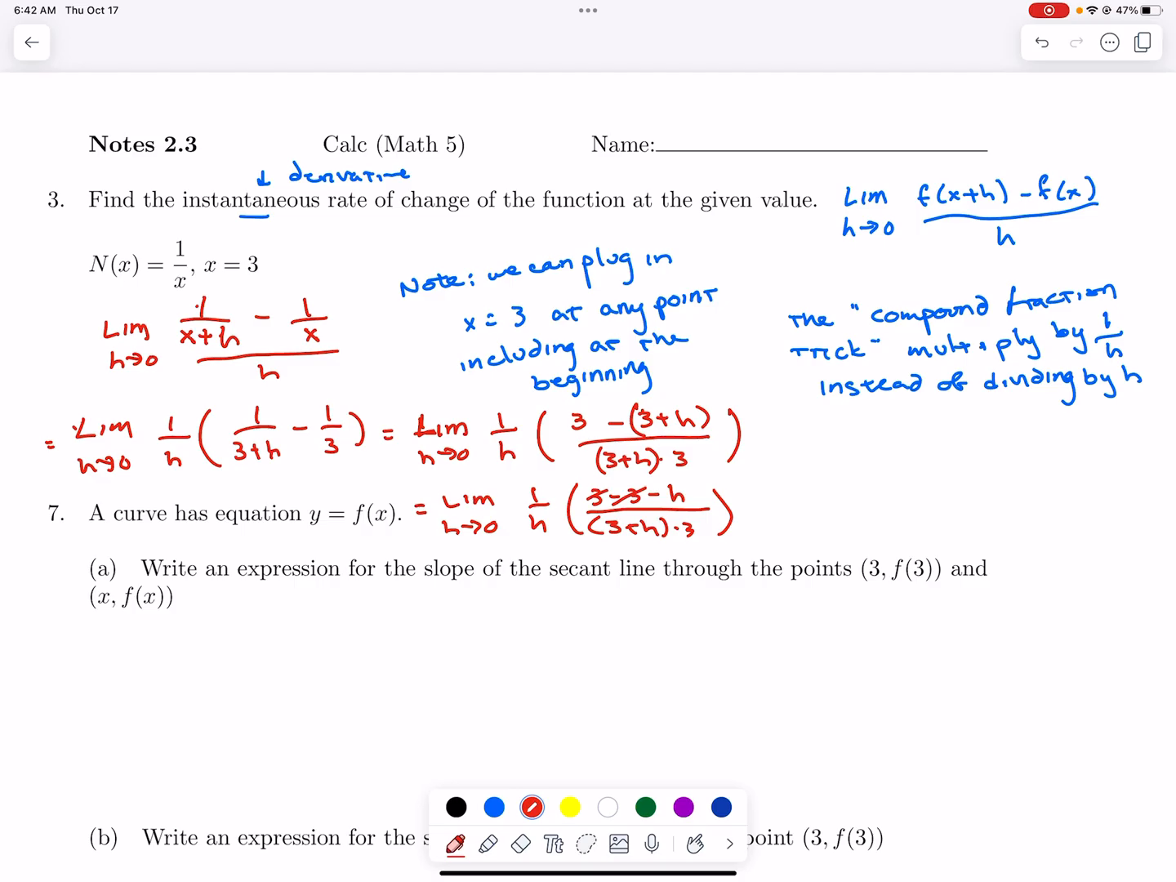Canceling the 3's out, and then canceling out an h. We have negative 1. And then once you've factored and canceled h, you can let any remaining h's go to 0. Okay.